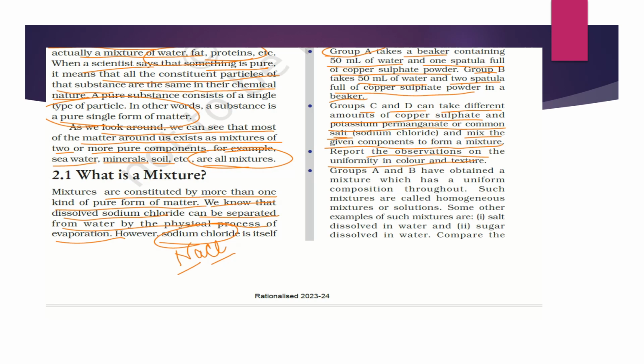Now, what observation do we have? Groups A and B have obtained a mixture which has a uniform composition throughout. Such a mixture is called a homogeneous mixture or solution. Some examples: salt dissolved in water is a homogeneous solution. Sugar dissolved in water is a homogeneous solution.